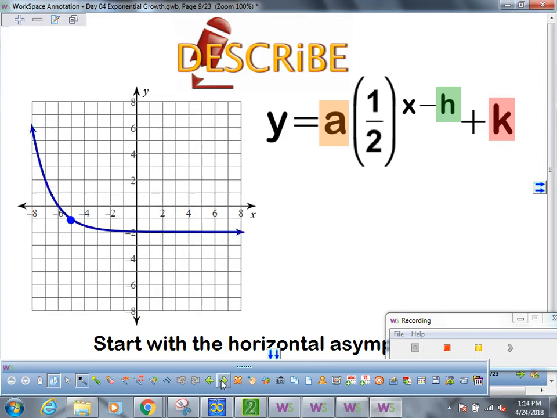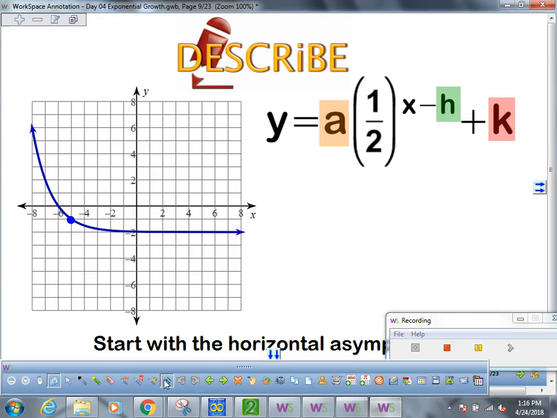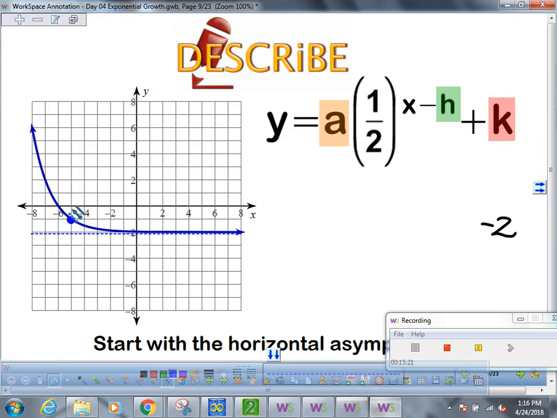I like it. I like hearing the O's. Show me that one. Okay, so I'm going to start with my asymptote. My asymptote is dropped down 2. So we've got a -2. Then we're over 1, 2, 3, 4, 5. My reference point's over 5.